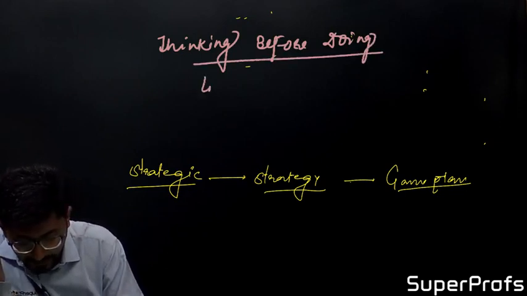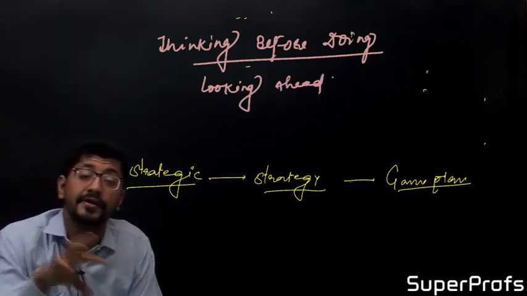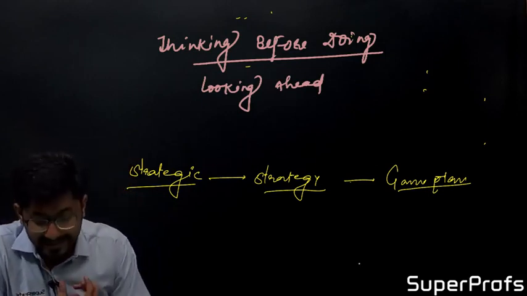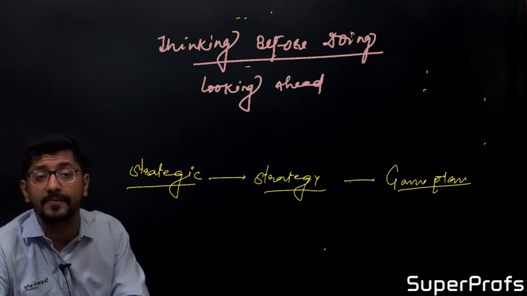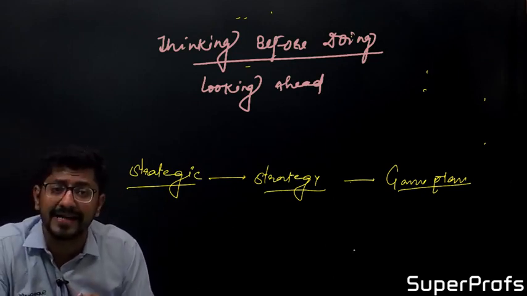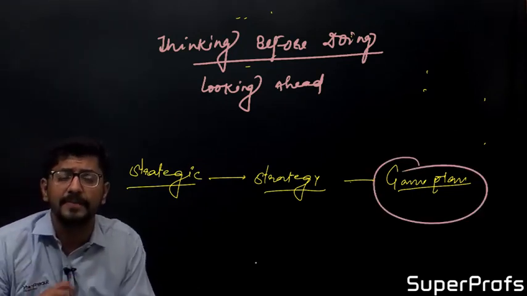Planning is looking ahead. What we have to do in the future, thinking it through in advance, is planning. Planning is thinking before doing. What we are going to do in the near future, that is planning. So what is a game plan here? What do you mean by game plan?